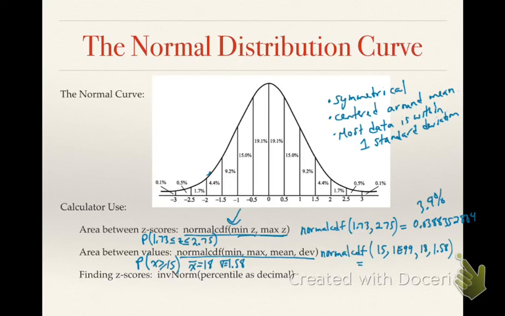And that'll spill out a number. In particular, it says 0.9712, and so forth. So what this is saying is that 97.12% of the data is above or equal to the value of 15 if the mean is 18 and the deviation is 1.58.